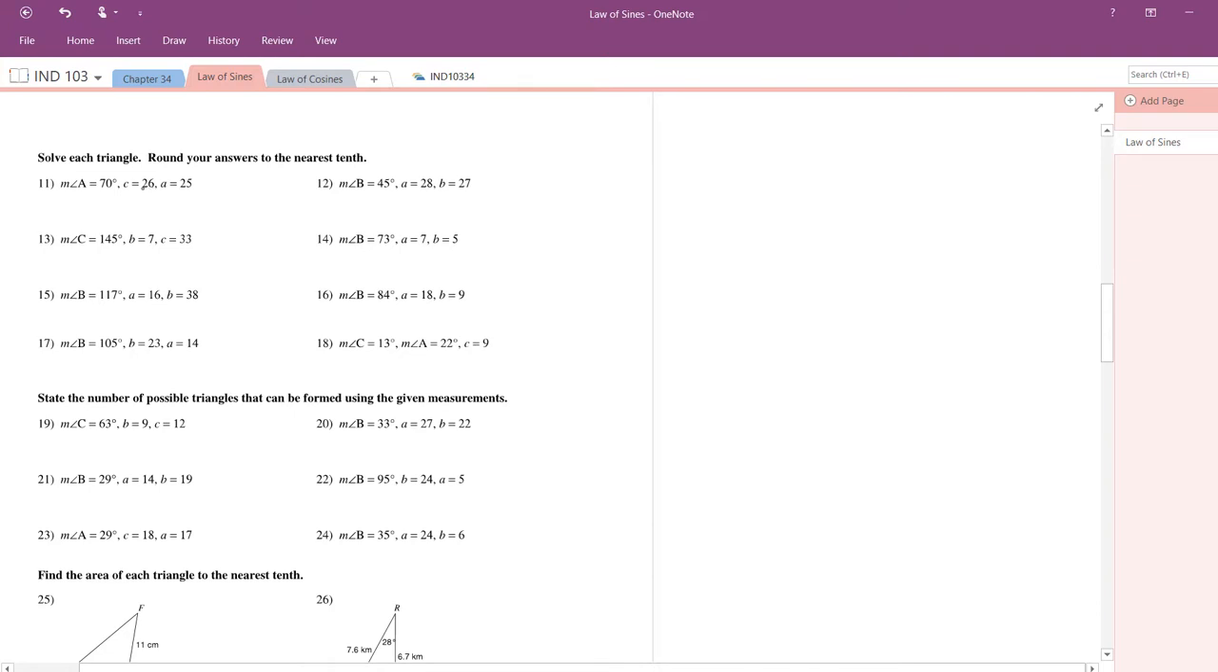In the case of these, like 11, you just need to draw a triangle. It doesn't matter what the triangle looks like. So angle A is 70 degrees, and see how we have a side A? It's got to be opposite that, 25. And then it says side C is 26. Choose a side. What it wants you to do is just figure out the rest of the triangle. So SOHCAHTOA it, and voila, you will be done.